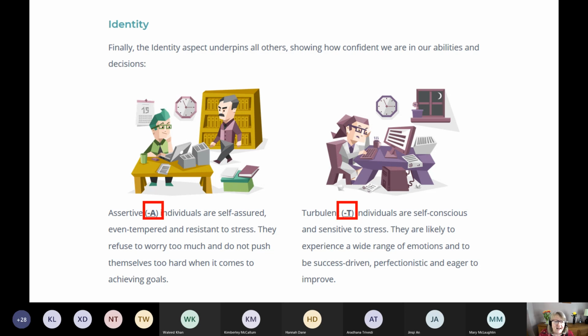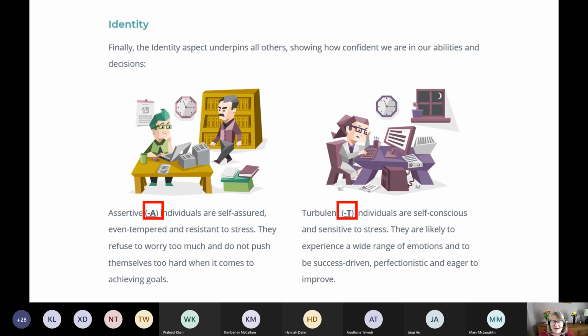If you are an A, assertive, individuals are more self assured, more even tempered and resistant to stress. They refuse to worry too much and do not push themselves too hard when it comes to achieving goals. So it is about confidence in their own abilities and in their own decision making. It's not necessarily the way that we would normally use the word assertive, so don't just pick it up in that same way.